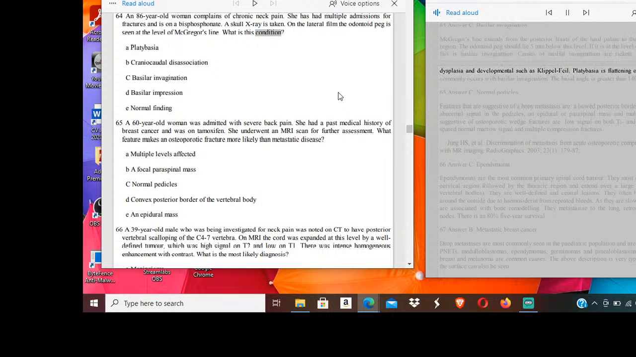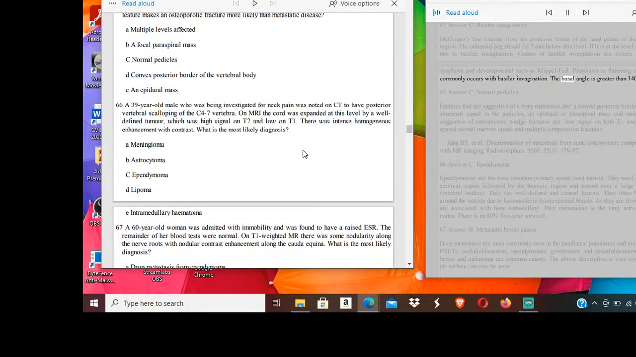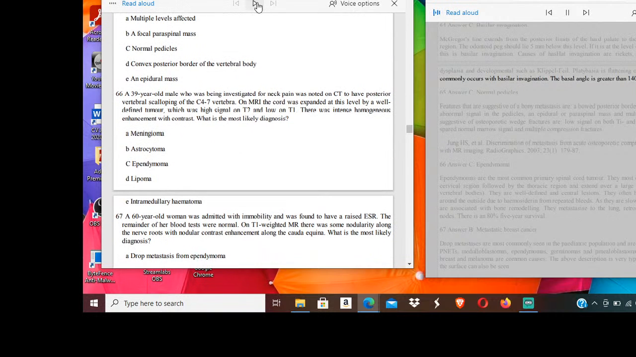Platybasia is flattening of the skull base, and it commonly occurs with basilar invagination. The basal angle is greater than 140 degrees in platybasia.